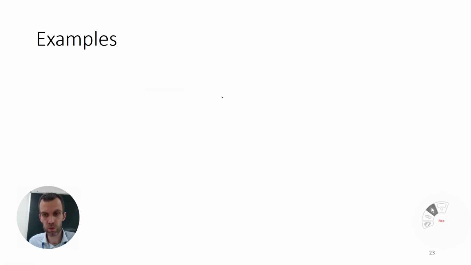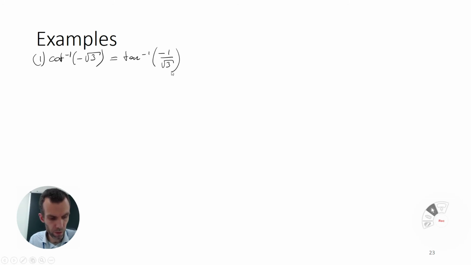So to wrap up, let's do a couple of examples. For the first example, we'll compute the inverse cotangent of negative square root of 3. And for that we can use the property that I just highlighted. This is the inverse tangent of -1 over square root of 3. So this is less than 0, so we have to find an angle whose tangent is equal to -1 over square root of 3, and that's going to give us minus pi over 6.